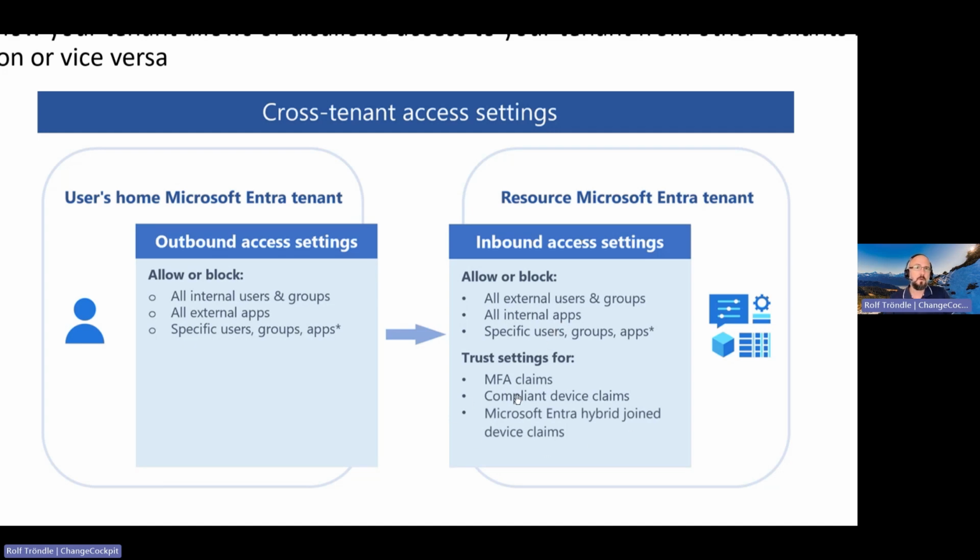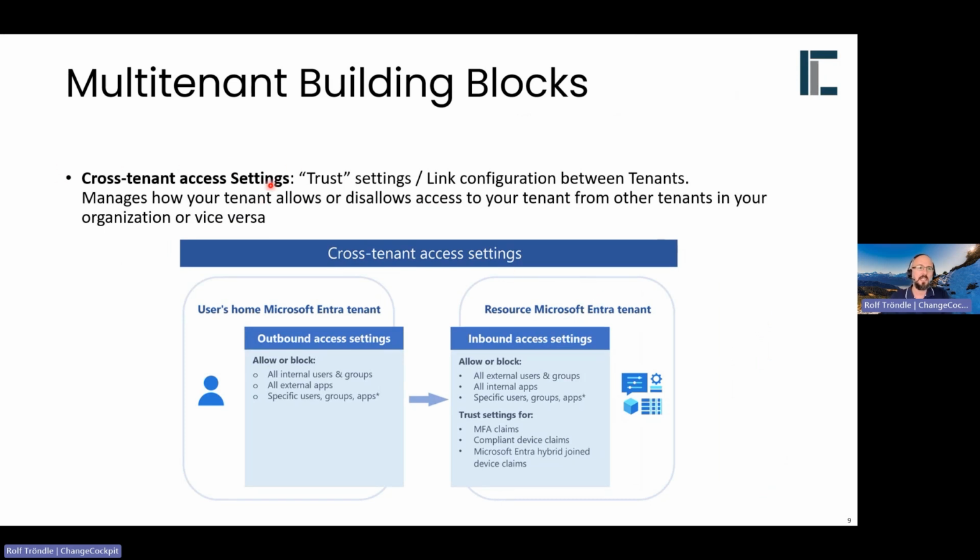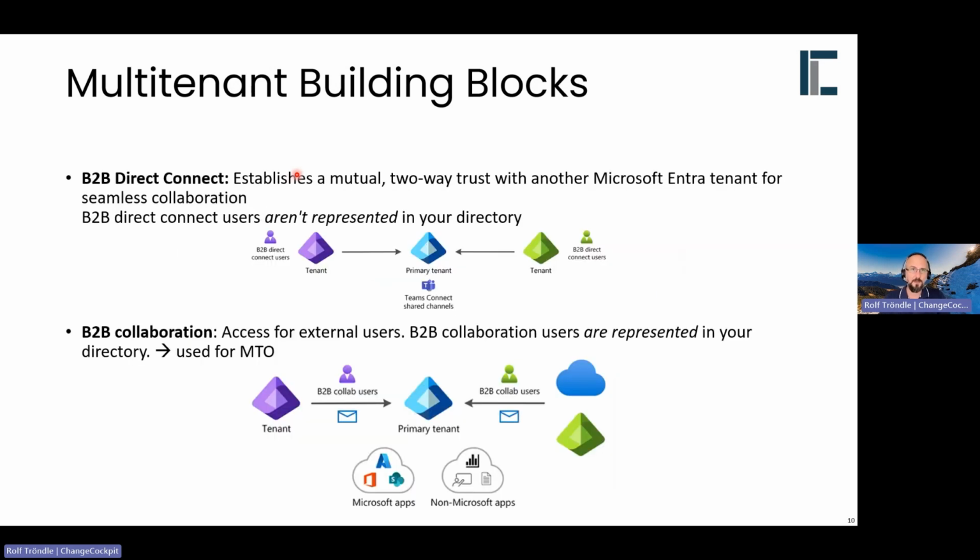And also the third one is the Entra hybrid joined device claim, and that's in conjunction with conditional access. So that's the first part, cross-tenant access settings. But for multi-tenant organization, we can, but we don't have to configure this by ourselves. It can be done using the multi-tenant organization configuration wizard, as we will see in the demo afterwards.